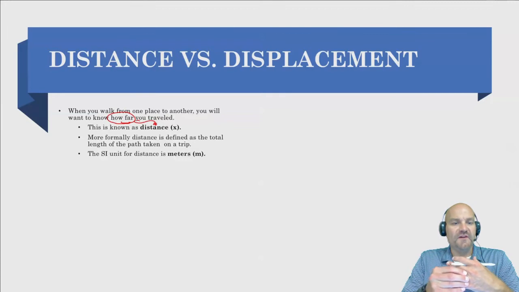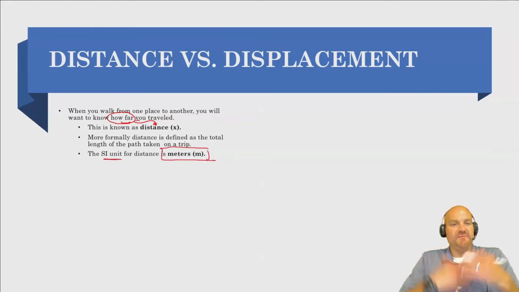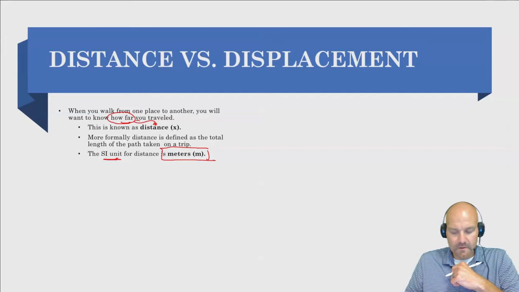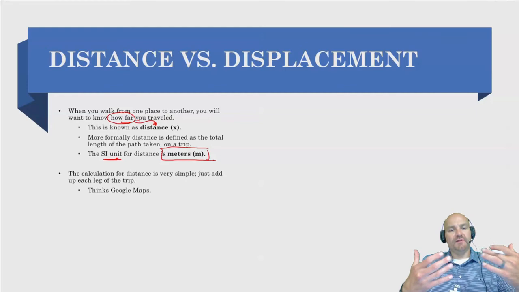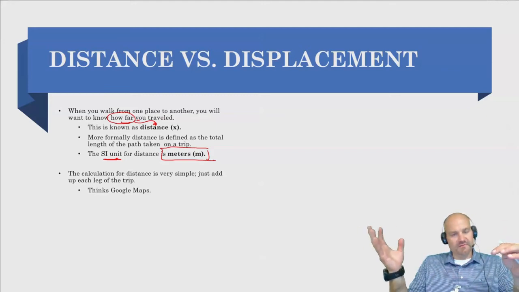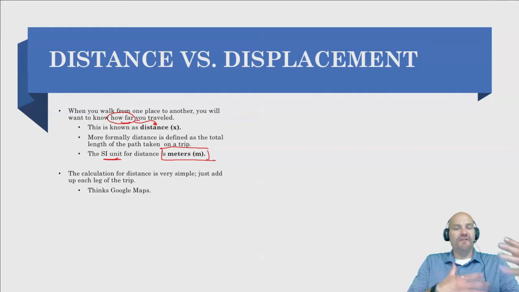More formally, distance is defined as the total length of path taken on a trip. The SI unit, and SI just means standard unit, is going to be meters. When we want to calculate the distance, think about it in terms of Google Maps. When you enter an address and want directions, it's going to tell you to go 2 miles one way, 3 miles this way, 4 miles that way, 17 miles this way. In the end, they're saying you have traveled this far, because they take every little step along the way.